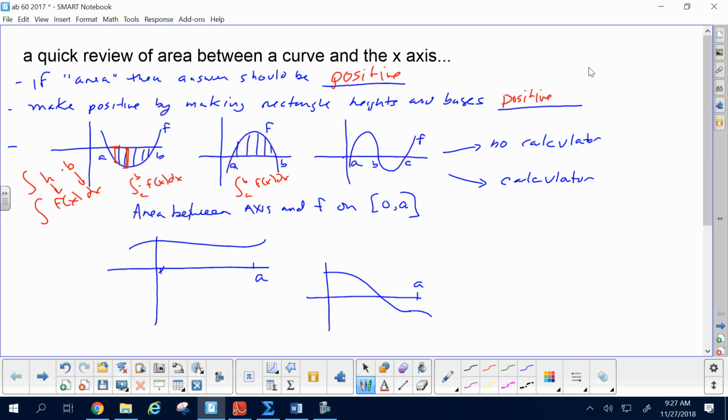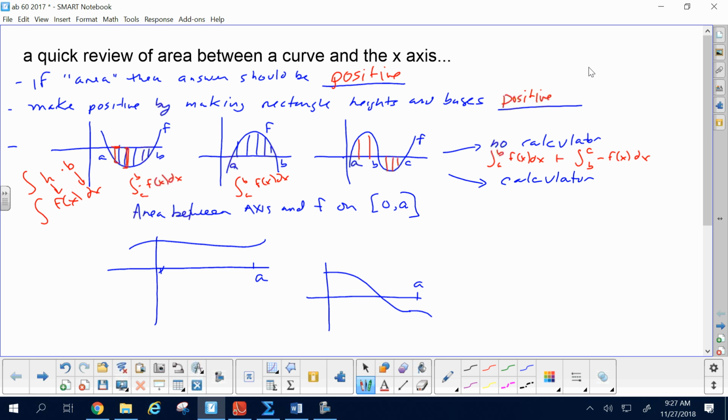If you get multiple regions, then you might need to take multiple integrals. If I were doing this without a calculator, then I would do one integral from A to B of normal f, and then one integral from B to C of opposite f, or I could actually take that negative out front and say subtract. Okay?